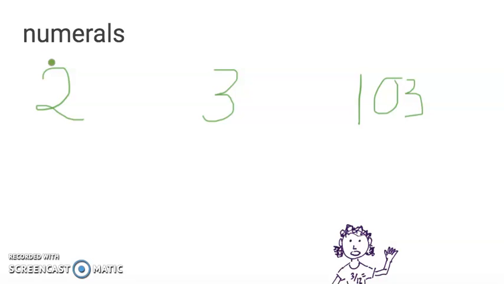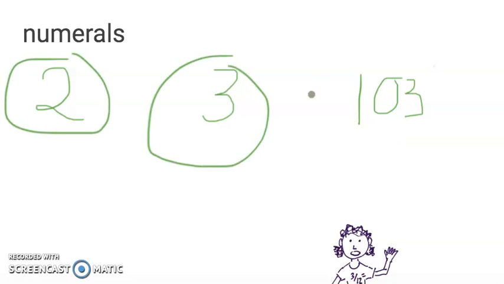Of course, everybody calls numerals like 2, 3, and 103 numbers, and that's okay. Most of the time, the difference between a number and a numeral doesn't matter. It just never comes up. But if these are just numerals that stand for numbers and not numbers themselves, then what are numbers?